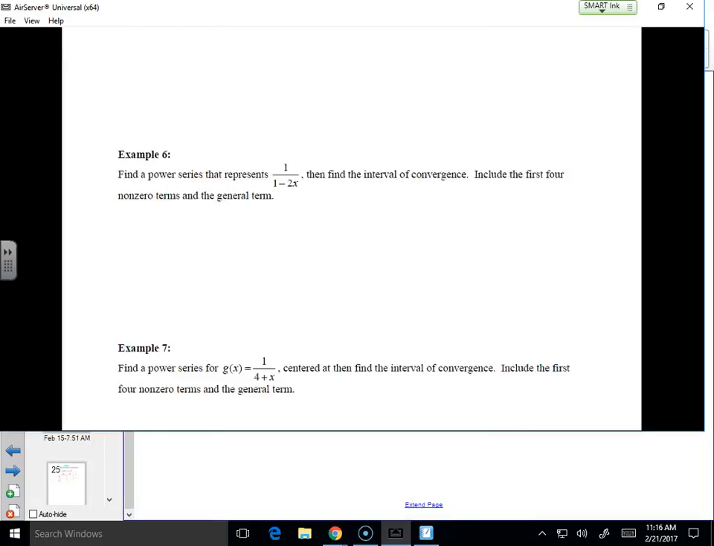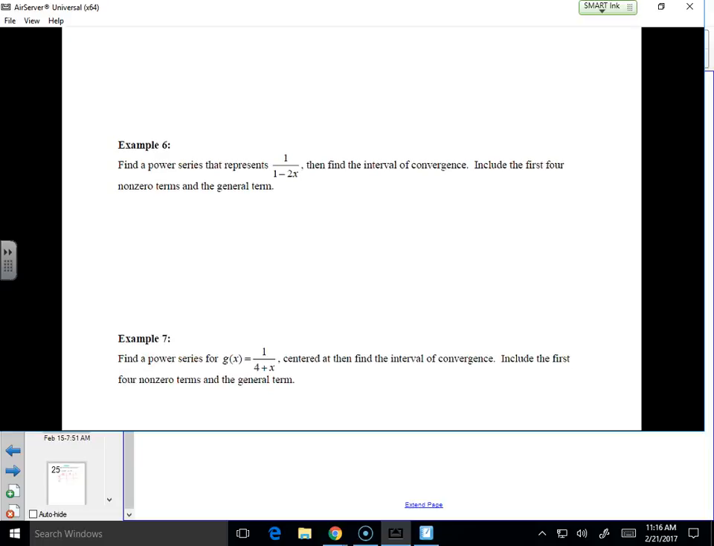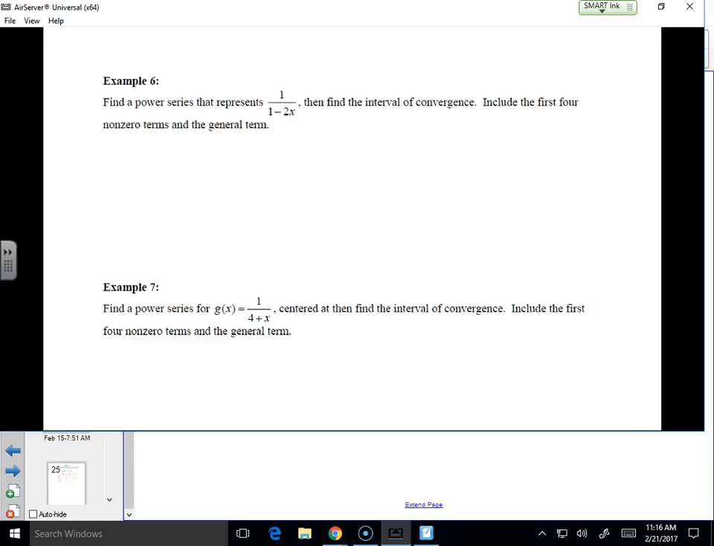Ooh, let's try this one. Tomorrow. But now we've gotten into a rhythm of how to actually express a power series, right? Find a power series for a rational function. Don't worry, now it's getting exciting. You know where to start, though. Where do we start for number 6?